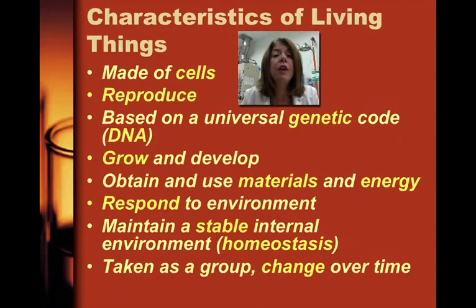In today's lesson, we are going to be learning about the characteristics of living organisms and also about the levels of organization. So the characteristics of living organisms or living things. First of all, they're all made up of cells. They can reproduce. They have the universal genetic code, which is DNA. That's our genetic material. They can grow and develop.